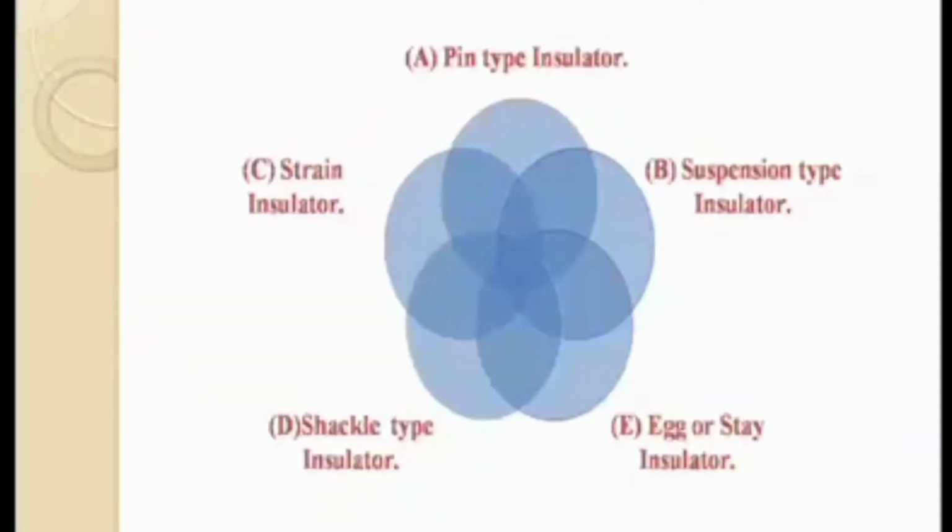And usage of insulators. All the 5 types of insulators are used in practice for different kinds of voltage levels and different kinds of places. The places are nothing but distribution side or transmission side. Based upon the voltage level and requirement of place, it will be used.